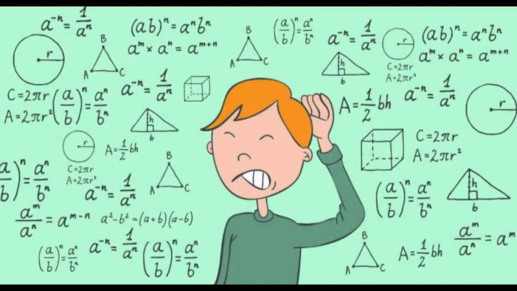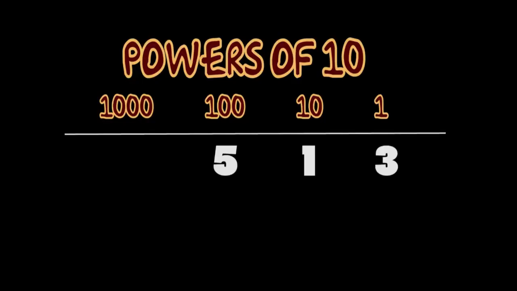Well, what is this math? Well, I'm glad you asked. Math, as we know it, is based on the powers of 10. So to represent the number 513, we know that we have 5 100s, 1 10, and 3 1s. So it's written out as 513. But what we are really saying is 5 100s, 1 10, and 3 1s.